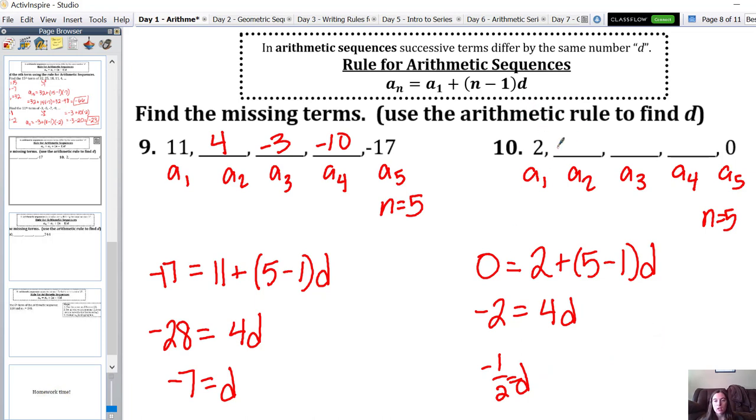2 minus a half is 3/2 or 1.5. 3/2 minus a half is 1. And 1 minus a half is 1/2 or 0.5.